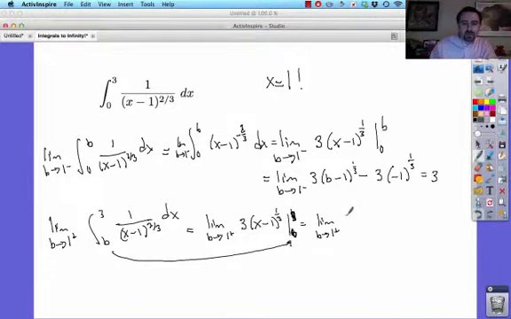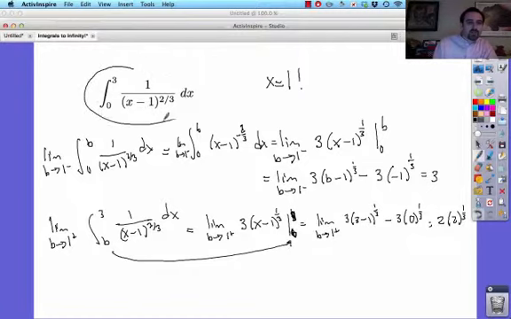Plug in a 3, and I get 3 minus 1 to the 1/3 minus 3, 1 minus 1, which is 0. Third. So here I get 3 times 2 to the 1/3. So my solution is going to be this integral here.